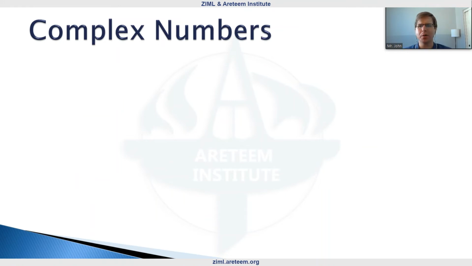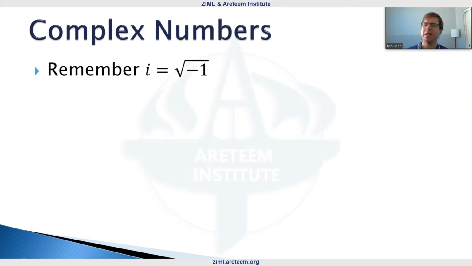Now let's do a quick review of complex numbers. Remember that i is equal to the square root of negative 1. So this isn't a real number, it's not on your normal number line, but if you want to take square roots of negative numbers, you need some new symbol to represent that. So here i is this imaginary number equal to the square root of negative 1. Our whole point is that when we square that number, i squared, we need to get negative 1.